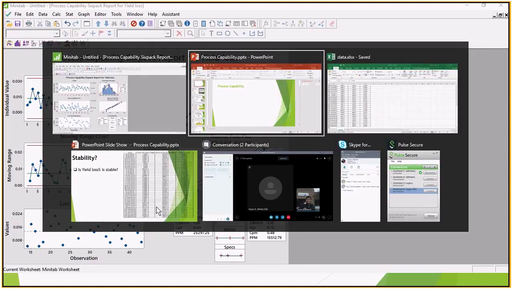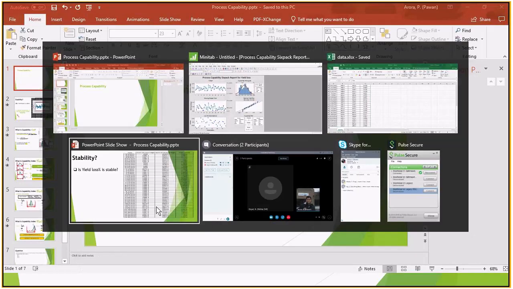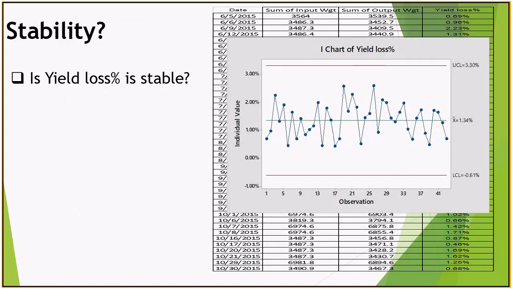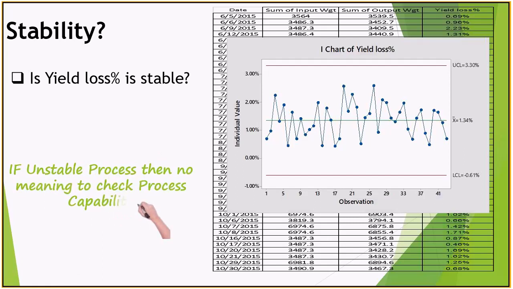Okay, let's go back into our slides. As I mentioned, the first and foremost thing is to check the stability. So this is how you can check the stability. According to the graph, looks like the data is stable. If your data is stable, then only you can check the capability. Please don't forget, if you have an unstable process, then there is no meaning to check the process capability. Please don't forget that part.